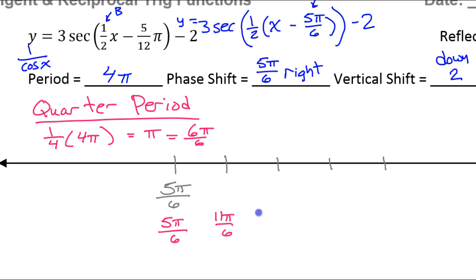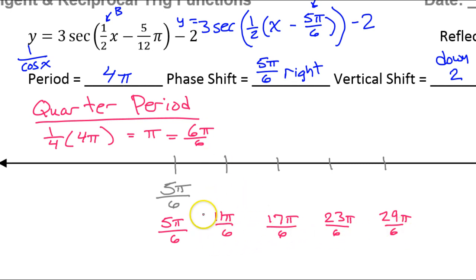Alright, the next position over should be another 6 pi over 6 to the right. See, I'm just adding pi every time, but I'm using denominators. So if I add another 6, this would be 17 pi over 6. If I add another 6, that's going to be 23 pi over 6. If I add another 6, that's going to be 29 pi over 6.